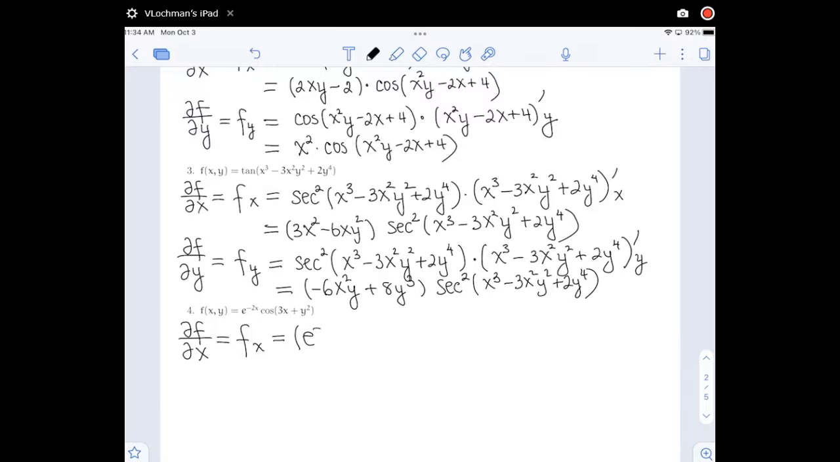So this is e to the power negative 2x prime times cosine of 3x plus y squared plus e to the power negative 2x times this portion prime, right? Okay, so the first thing that I need to do is to apply the product rule. Okay, so that's product rule. All right, now we're differentiating this with respect to x. Okay, what is e to the negative 2x prime?